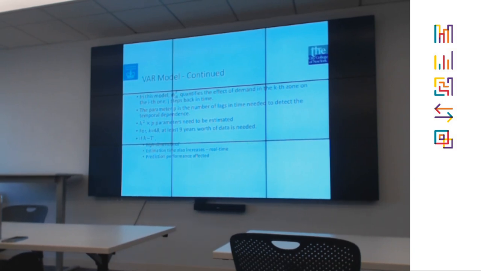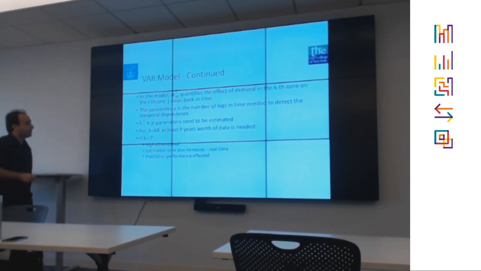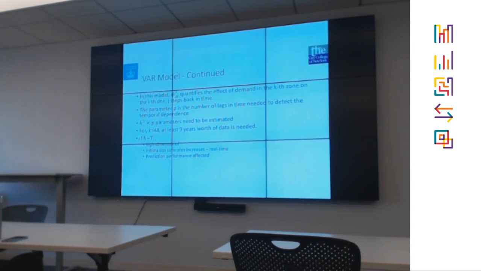Okay, so in that model, like I said, phi_ik superscript j quantifies the effect of the demand of the kth zone onto the ith one j steps back in time. So this parameter p is how many lags in the past we should go. The way people usually do it in time series analysis is that you would try different values of p and pick the one that gives you the best, whatever the best means. For us, prediction is the objective, so we try different values for p and keep the one that has the best prediction error.